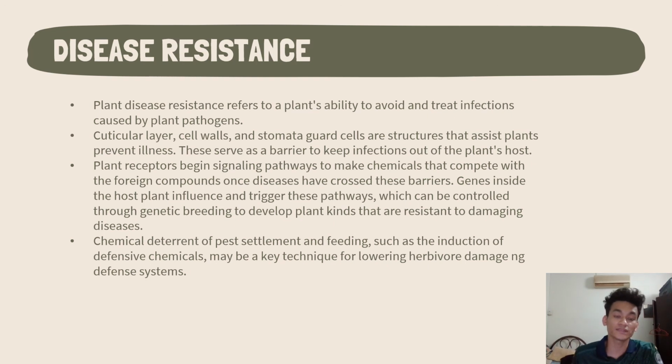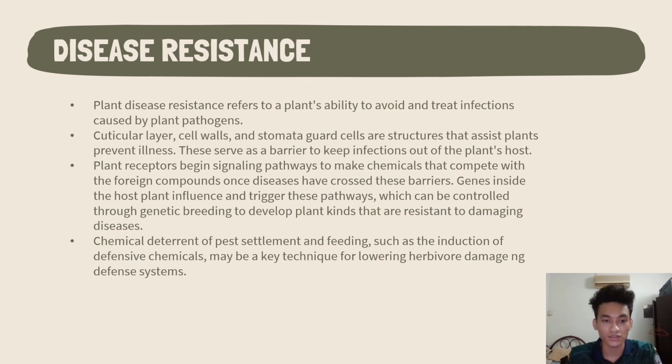Next up is disease resistance. Plant disease resistance refers to a plant's ability to avoid and treat infection caused by plant pathogens. Cuticle layer, cell walls, and stomata guard cells are structures that assist plants to prevent illness. They serve as a barrier to keep infection out of the plants.